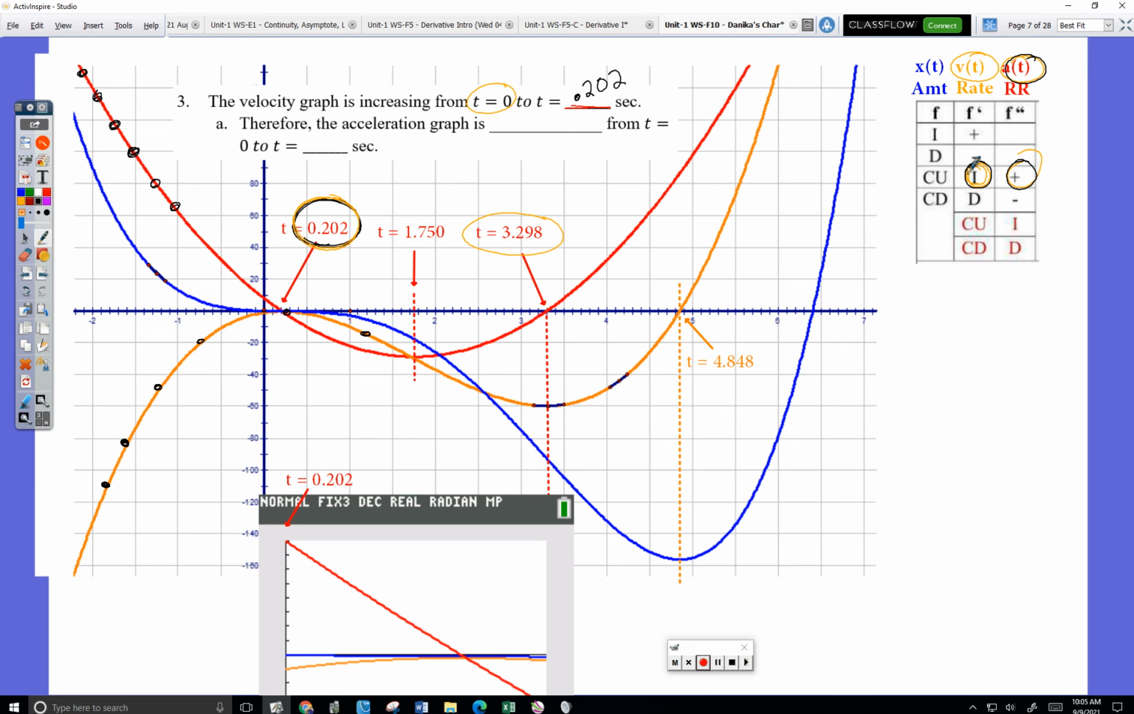Questions? So back to Luke, that means if I want to find this time, I can find the zero of the acceleration. The zero of the acceleration will give that exact same time. That's what this next line is saying. Therefore, the acceleration graph is positive from time equals 0 to time equals 0.202 again. Question?